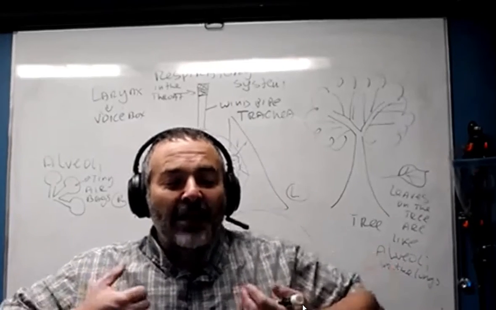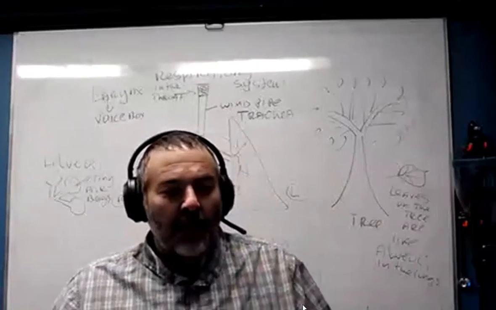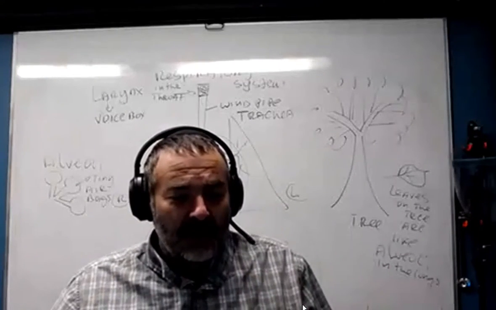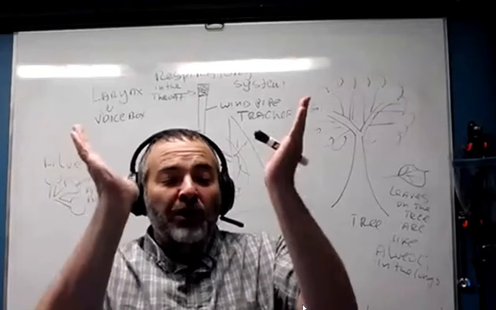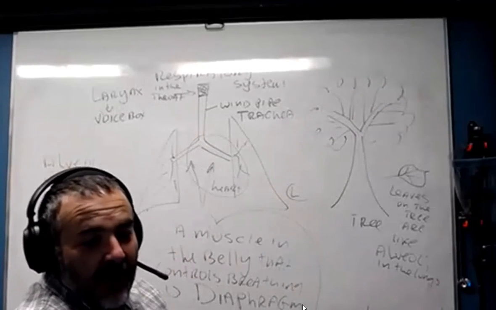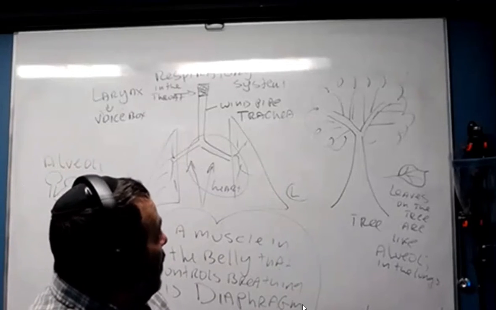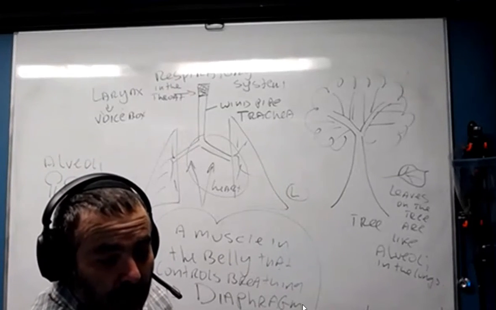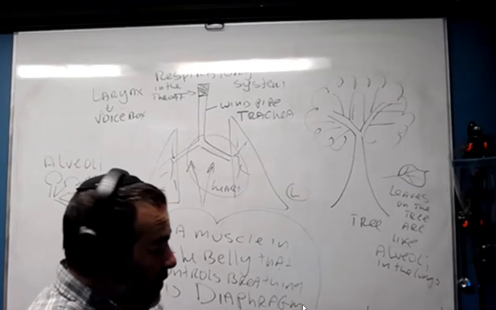It goes up, it goes down. I mean, it goes out, it goes in, like an accordion. Okay? And it pushes on the lungs or pulls on the lungs. When it pulls on the lungs, you inhale. When it pushes on the lungs, you exhale. Okay? Now, one last medical term for muscle.